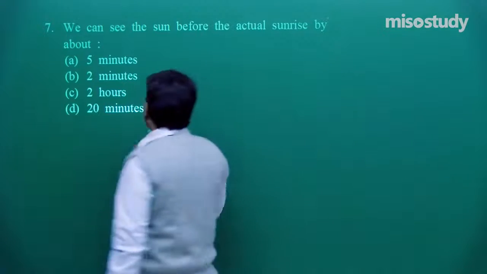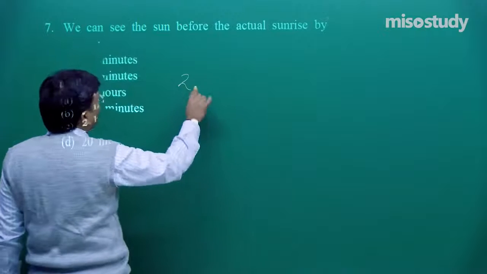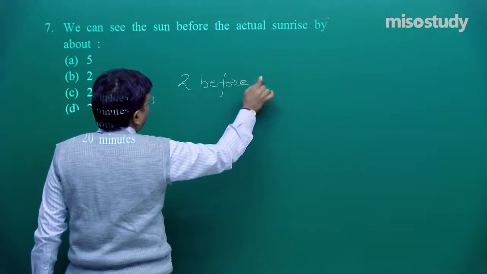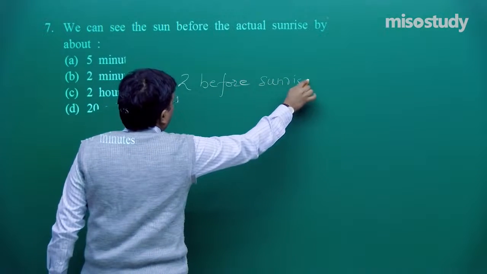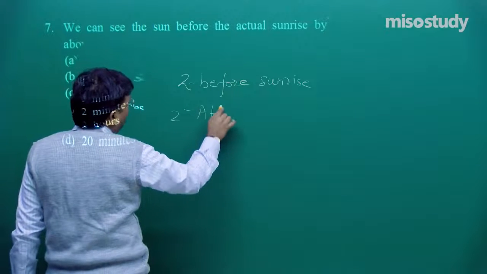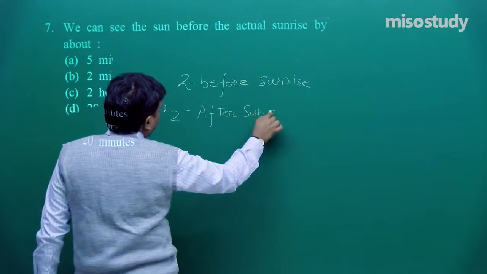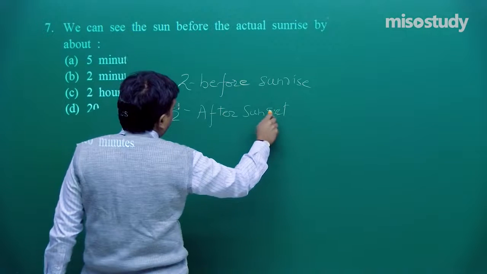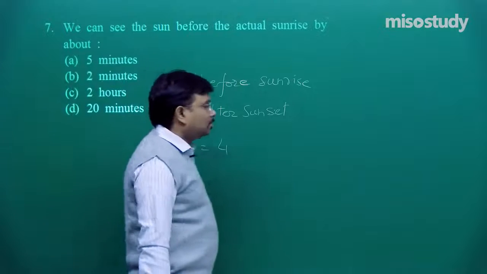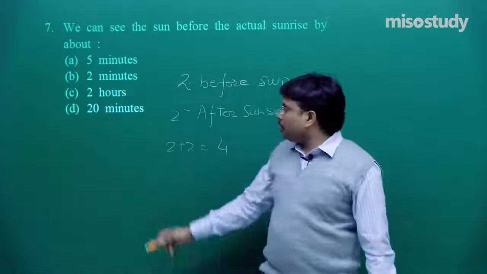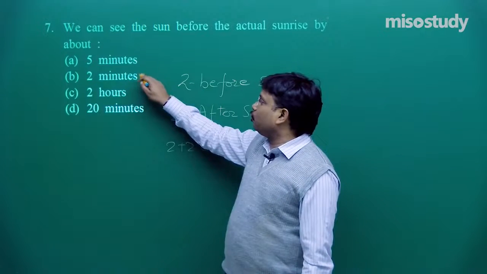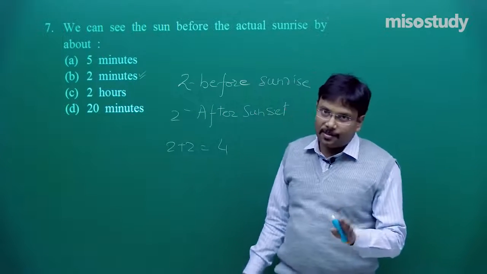So it is 2 minutes before sunrise, 2 minutes after sunset. So it is 2 plus 2 equals 4 minutes in the coming up and going down process. So not only this answer, but you can add this answer also. It is going to be 2 minutes over here, otherwise total 4 minutes difference.